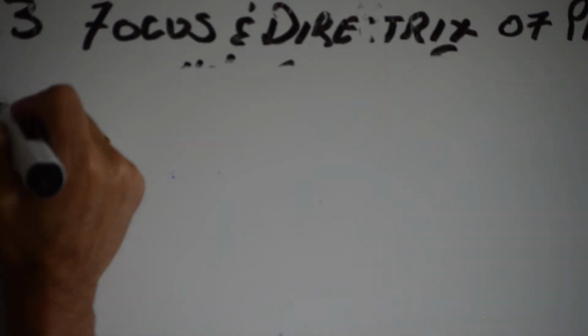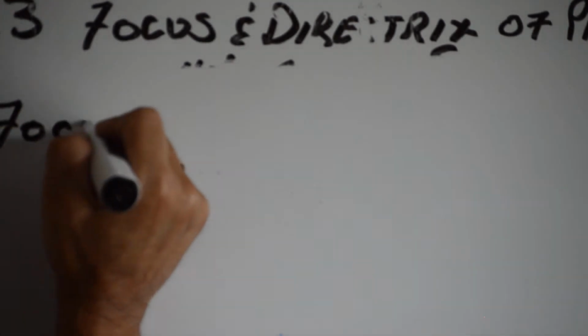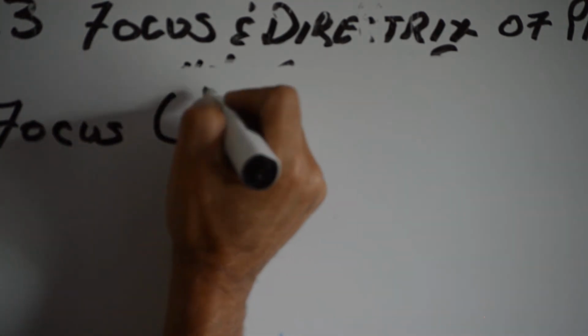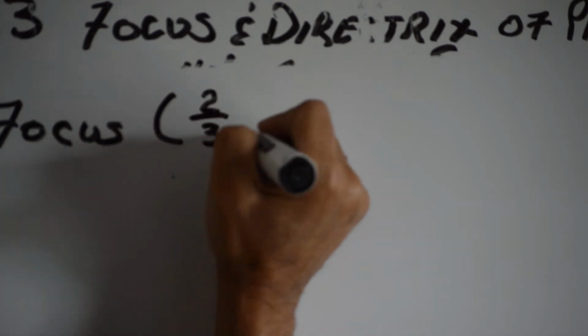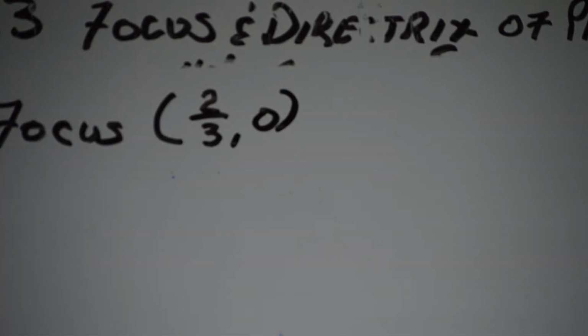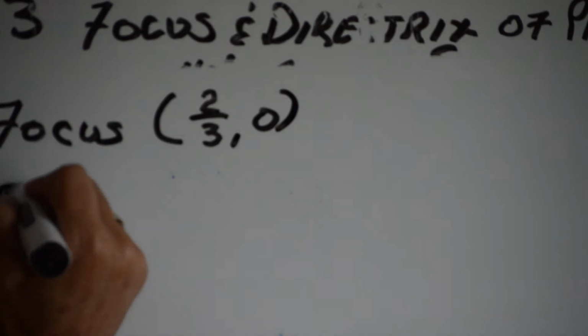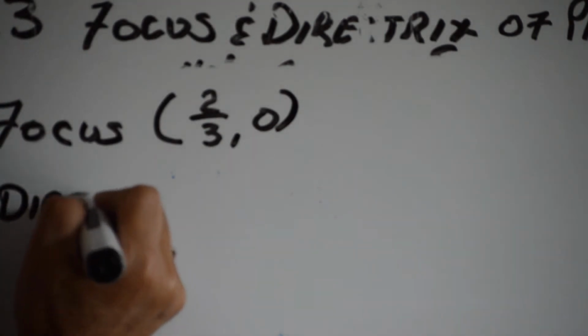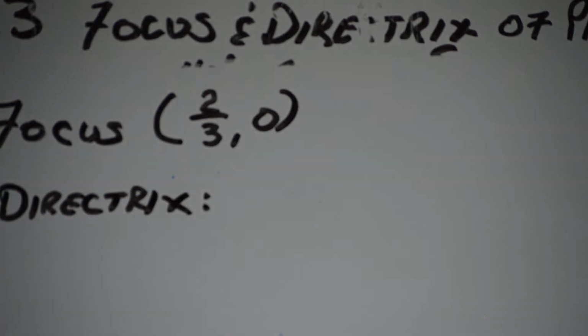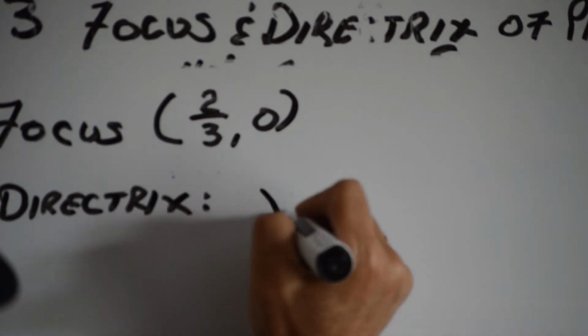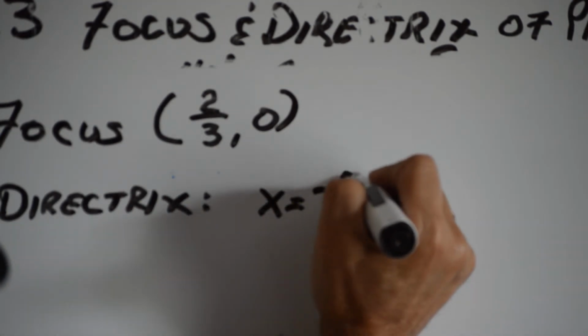Example number 4 is a little bit different here. They're going to give you some information. For example, number 4, they're going to tell us that the focus is at the point 2/3, 0. And the directrix is going to be the line x equals a -2/3.